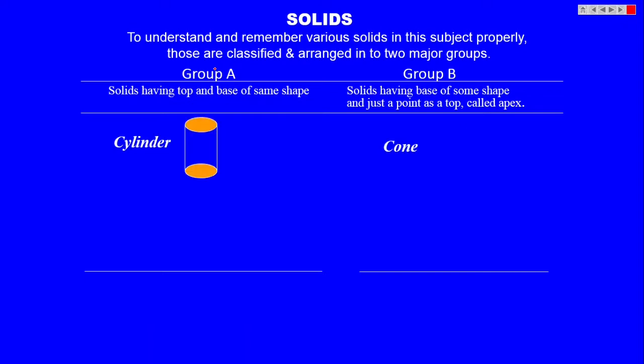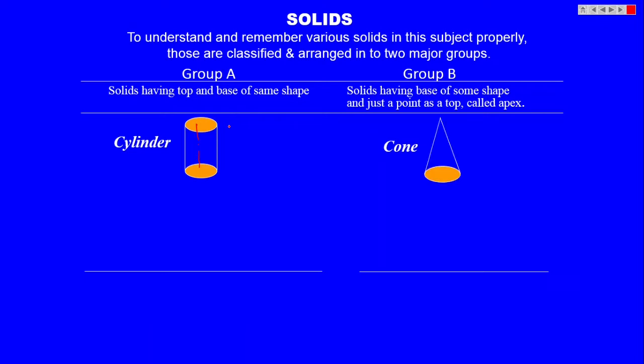And in group A, first type of solids is a cylinder. Cylinders are having top and base of same shape, and that shape is nothing but circle. Bottom face is a circle, then top face also a circle. Here the axis of the cylinder is perpendicular to base. So we can say that the cylinder is a right angled cylinder.